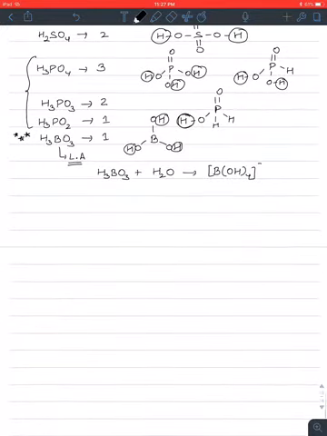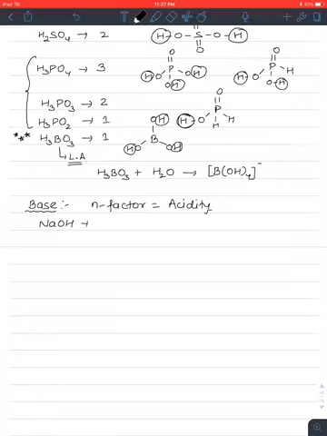So these are for acids. Second is base. For bases, what is the N factor? For bases, the N factor is their acidity. Now what is acidity? Acidity is the number of replaceable OH minus ions.